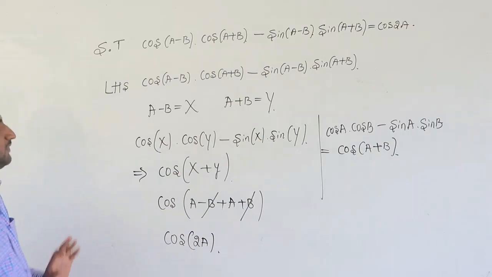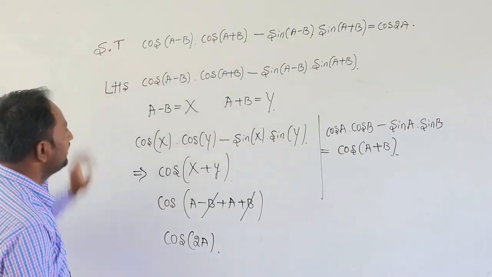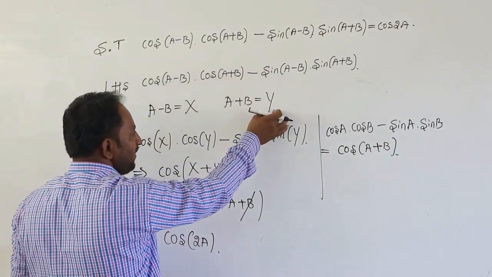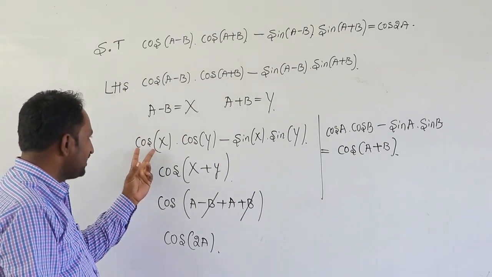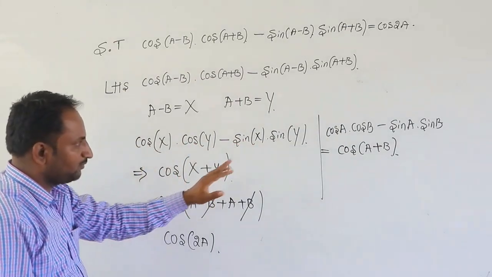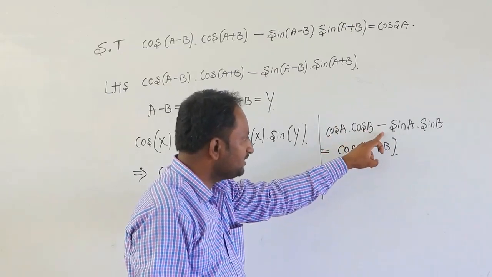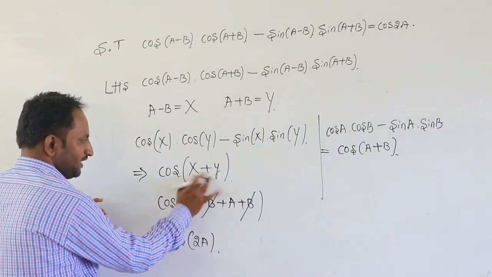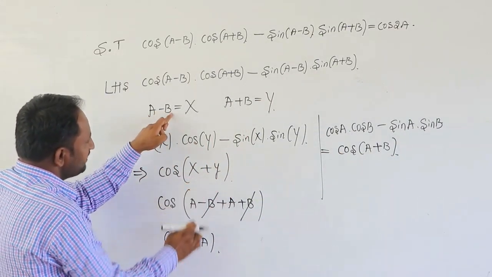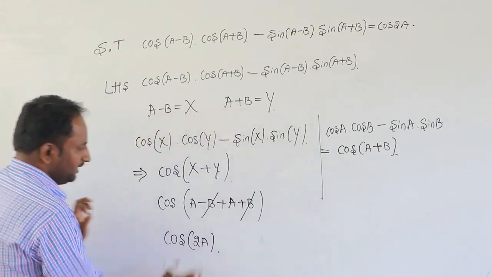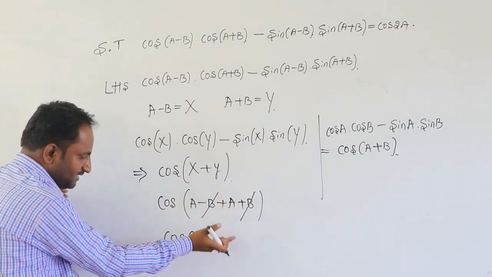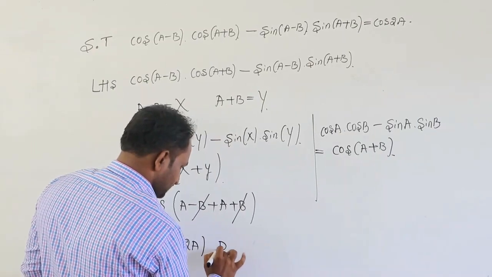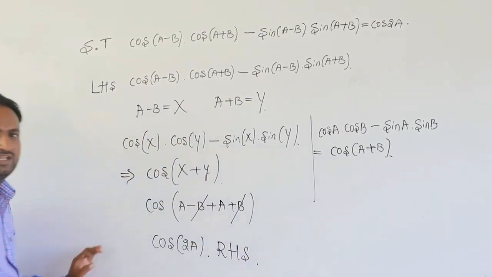Value is 2a. Here LHS we can take. Then for simplification purposes, a minus b value is x, a plus b value is y. This comes under one formula: cos A cos B minus sin A sin B, we get cos of A plus B. Then applying cos of x plus y, x value is A minus B, y value is A plus B. Take minus B plus B, get cancelled. We get A plus A, this is cos of 2A. That is RHS. We get that result.